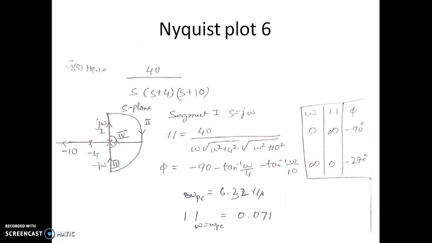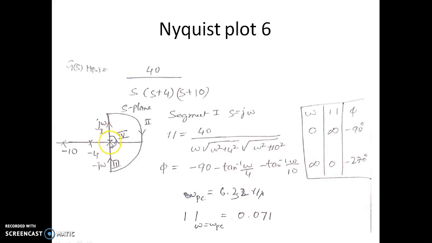We'll move on to the next plot. Here you can see we have a transfer function given as one pole at the origin and two poles on the left hand side. Since there is a pole at the origin, the contour should cover the entire right hand side, but it should not pass through any pole or zero.